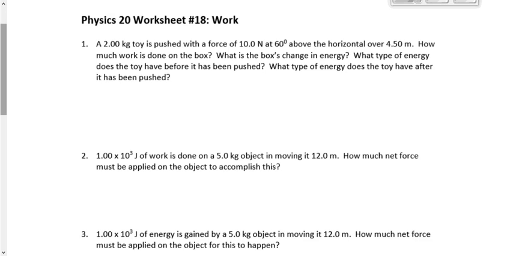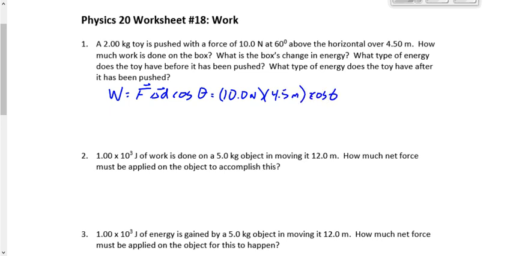Number 1 says, a 2-kilogram toy is pushed with a force of 10 newtons at 60 degrees above the horizontal over 4.5 meters. How much work is done? We're going to say work is equal to F times D times cos theta. We have to include the cos theta here because there is a theta. My force is 10 newtons, my displacement is 4.5 meters, and my angle is 60 degrees.